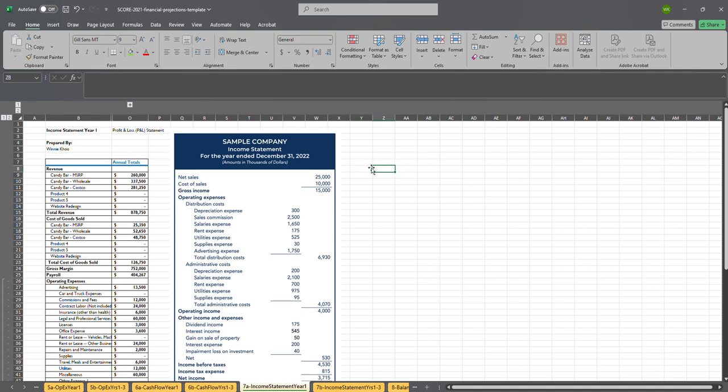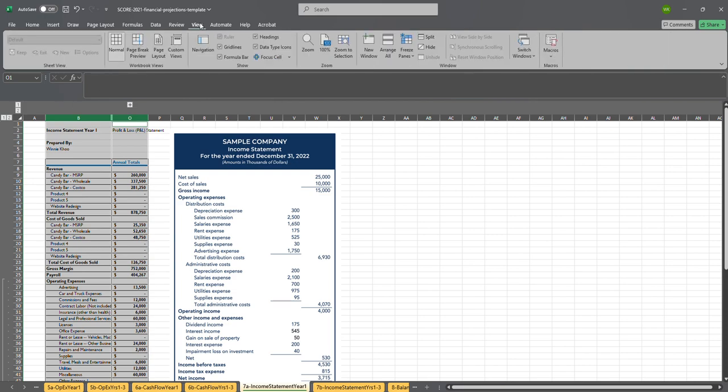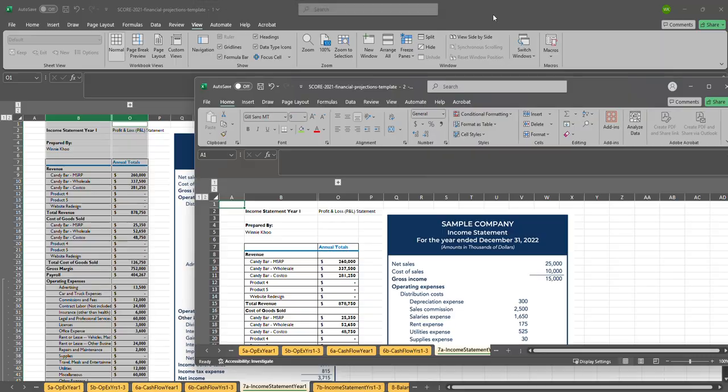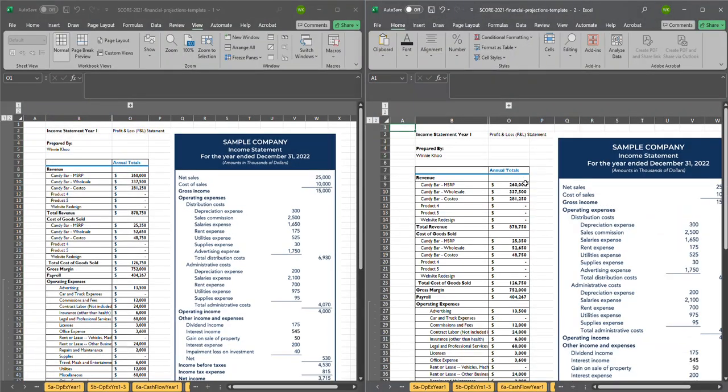Okay, so let's just get started with looking at the income statement and all of the line items in an income statement. So as the income statement, it always starts with income. So to show the template side and where the numbers are coming from, I'm going to split screen it just to show where the numbers are coming from in our template.